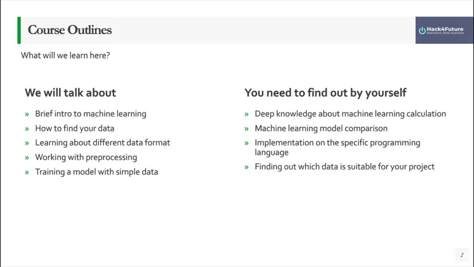We will talk about a brief intro to machine learning, and then we will show you how to find your data, especially in Australia. We also look at different data formats and which one is better for us to process, depending on what our needs are with the model. We will also work on preprocessing to remove unwanted data, clean the data and transform it into numerical values that are understood by the machine. Then in the end, we will have a live demo on how to train a model with simple data. Of course, this is not real data, but sometimes not-so-real data will give you a bigger picture of the overall process.